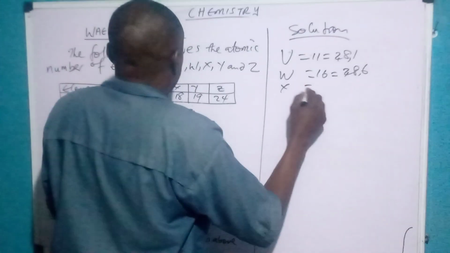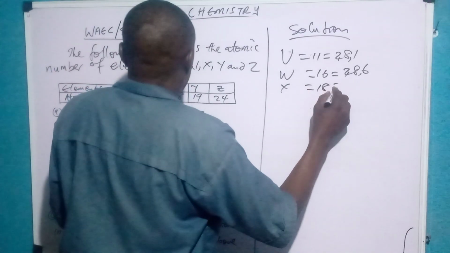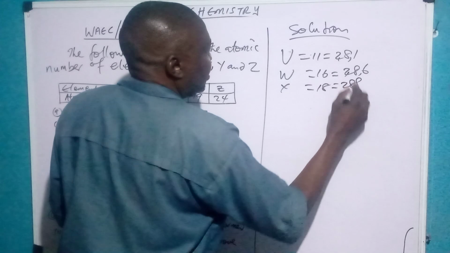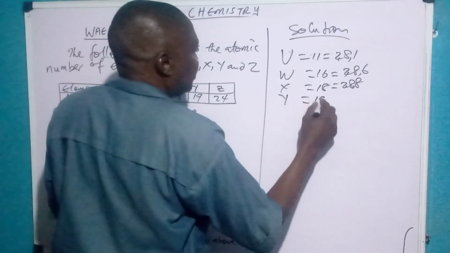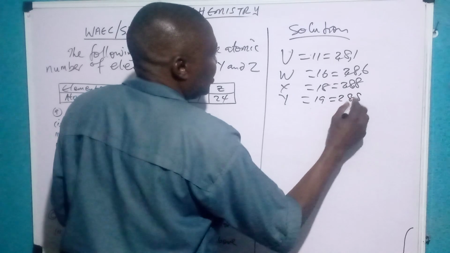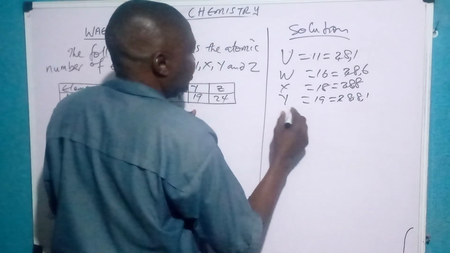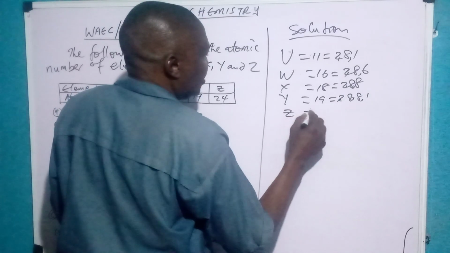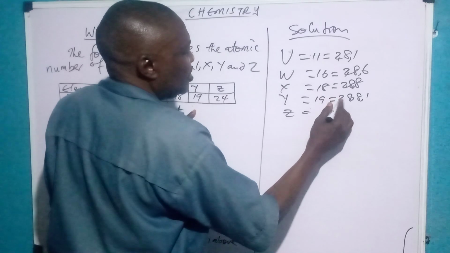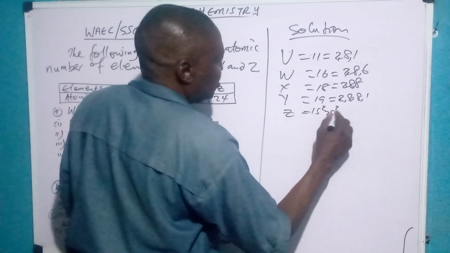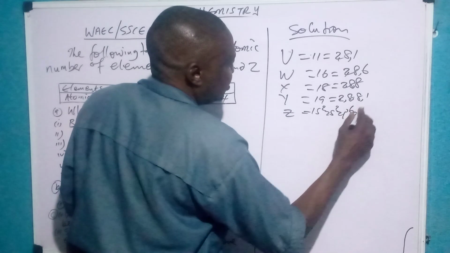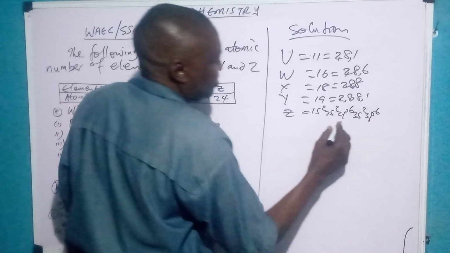For X, you have 18, which is 2,8,8. For Y, you have 19, which is 2,8,8,1. And the last but not the least is Z. This one we don't normally use this method. We just use the SPDF: 1s2, 2s2, 2p6, 3s2, 3p6.